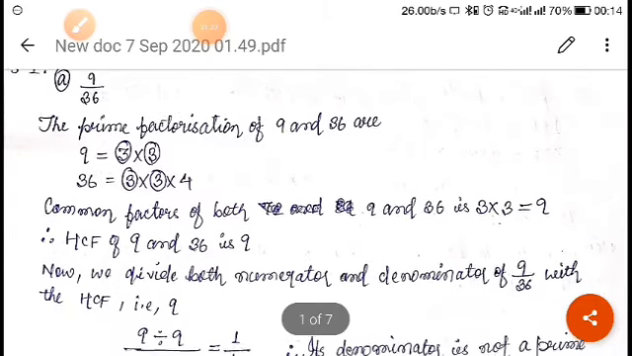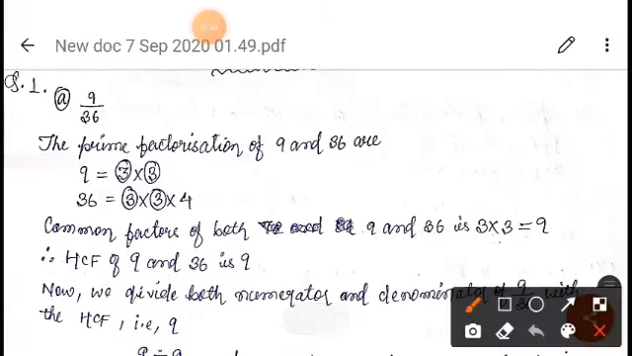So in question number 1 a, we have to convert this 9 by 36 into the simplest form. To convert 9 by 36 into the simplest form, we have to find the prime factorization of 9 and 36. I hope we have done this, right? We did prime factorization in the previous chapter, chapter 4, Playing with Numbers. So first of all, we have to find the prime factorization of 9 and 36.